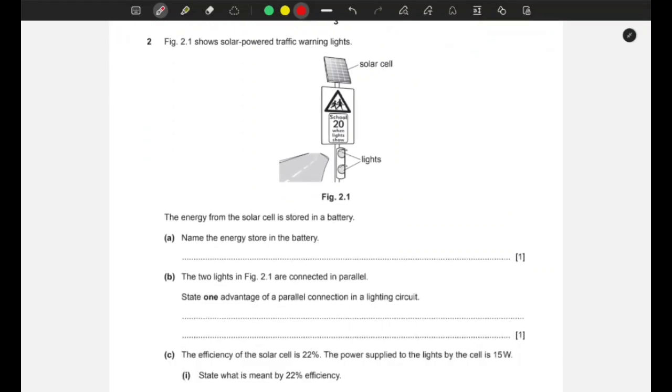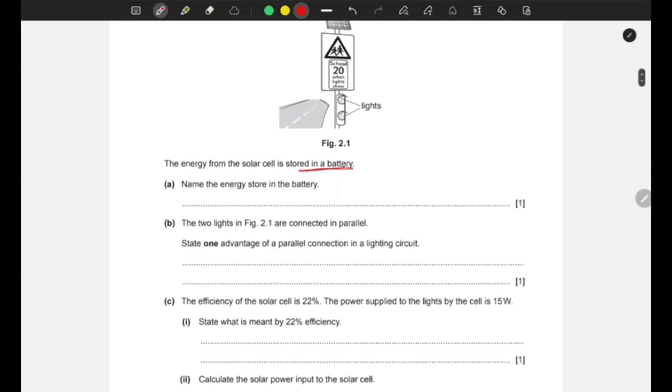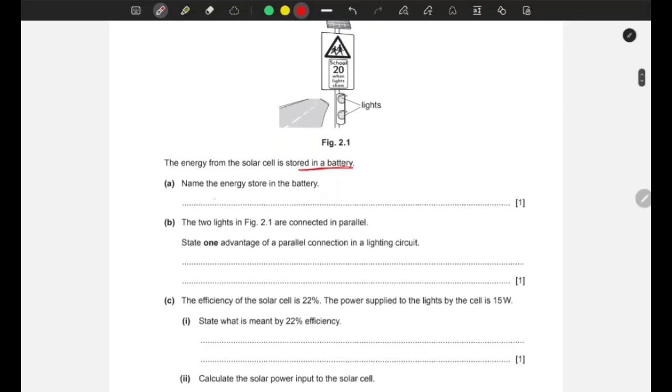Question number 2. Figure 2.1 shows solar powered traffic warning lights. The energy from the solar light is stored in a battery. Name the energy stored in a battery. That's chemical energy.